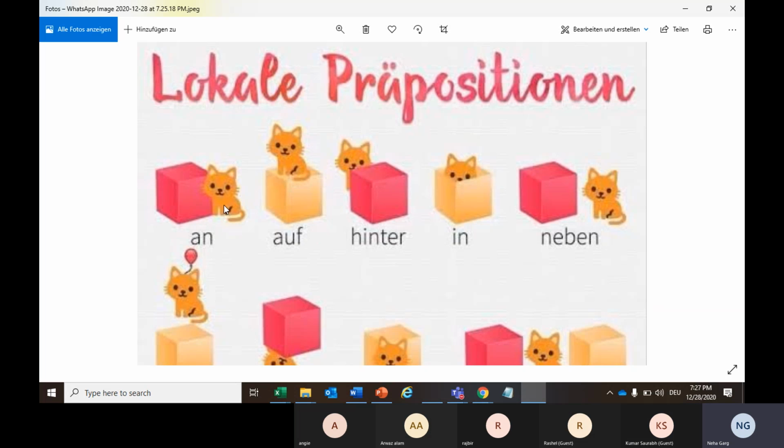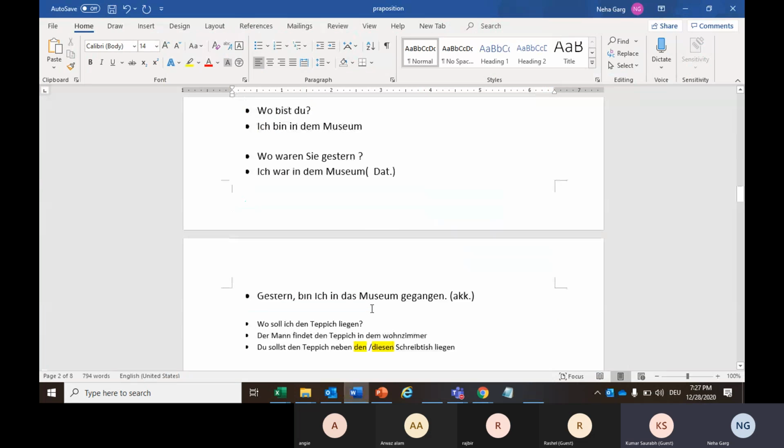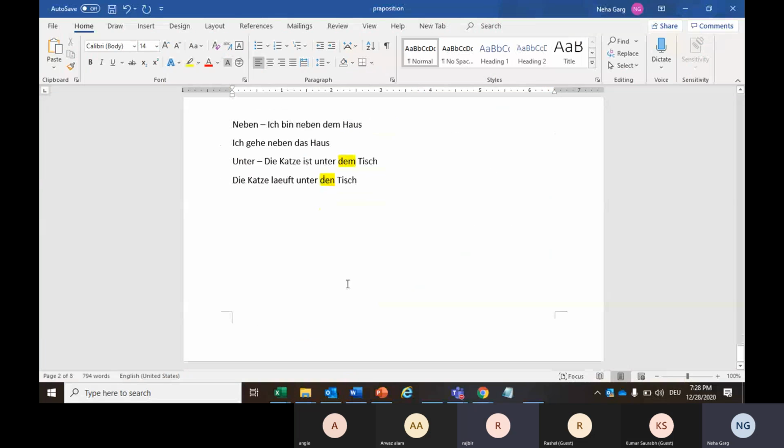So this is an. Zum Beispiel, like at the door. Wie zum Beispiel, if I'm writing, wohin gehst du? Where are you going to? Or wo bist du? If I am at the wall, or at the window, or I am going to the window, what would I be saying? Wohin gehst du? For this, I would be saying ich gehe ans Fenster.